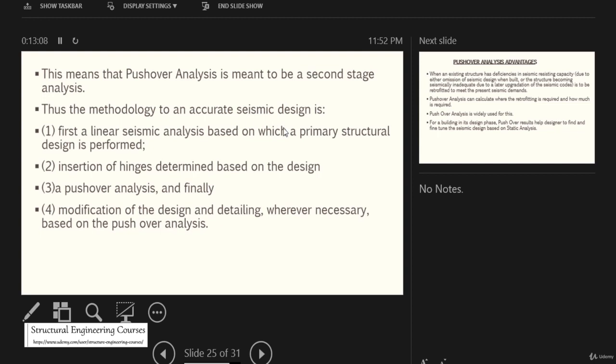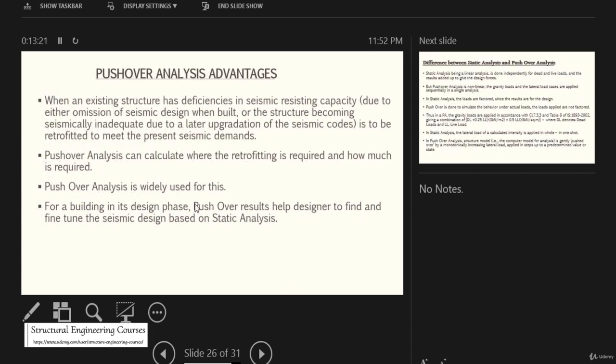So the methodology to an accurate seismic design is first a linear seismic analysis is performed, after that the hinges are modeled, then pushover analysis is done, and then accordingly, if required, we shall do the modification in design and detailing wherever is necessary as per the pushover analysis results.